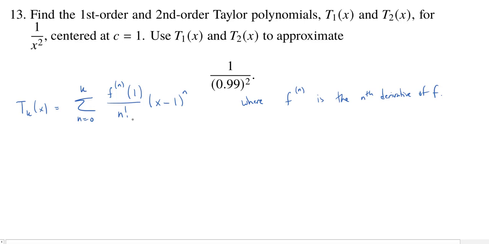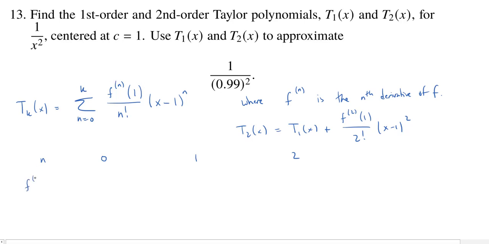But in fact, you want all the preceding terms as well. So T2 of x is going to be T1 of x plus that n equals 2 term, so plus the second derivative at 1 over 2 factorial times x minus 1 squared. Computing T1 will be a necessary step for computing T2. The way I like to compute these things is by making a little table. Our n starts at 0 and goes to 1 and 2, and then we can stop there.